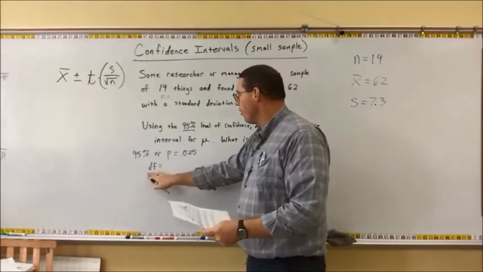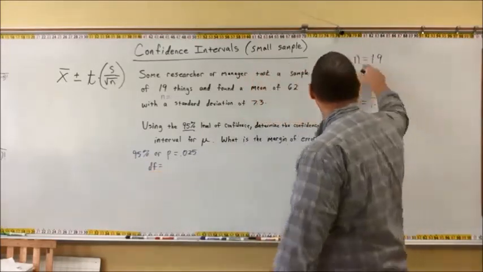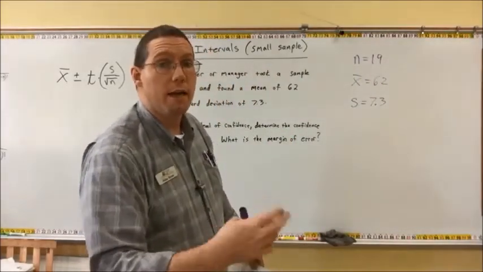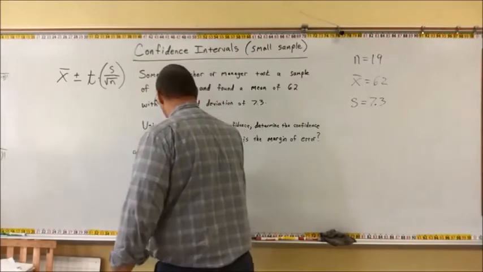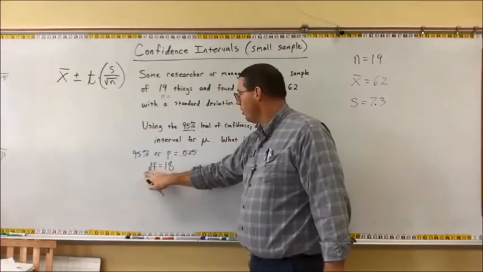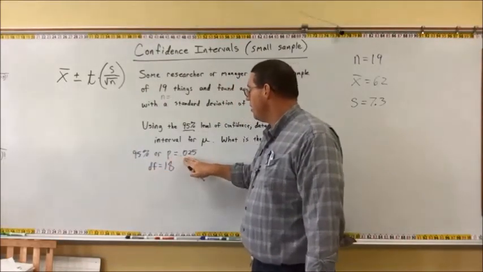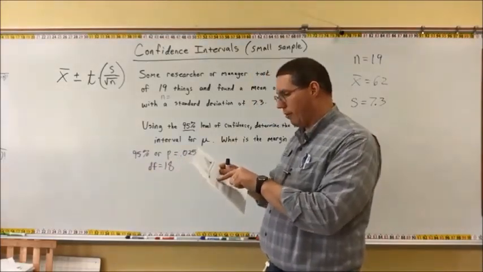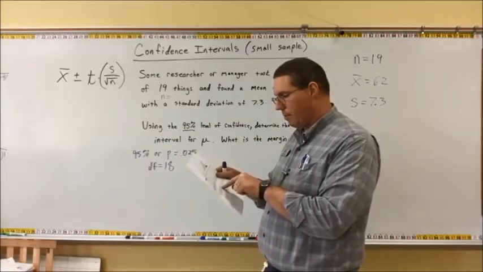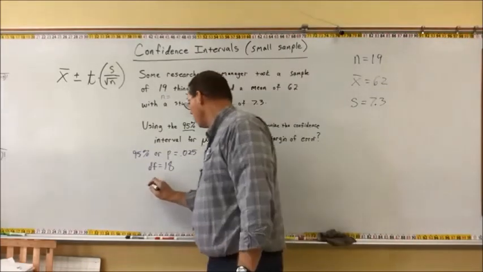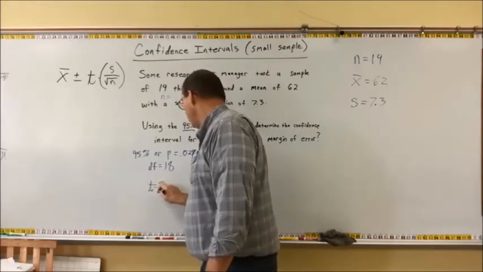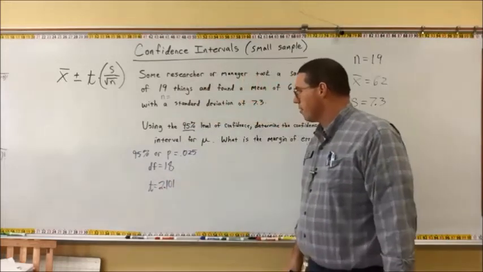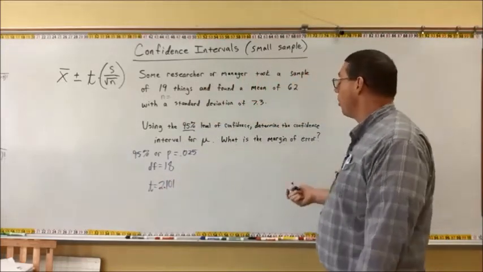Then we need degrees of freedom. Degrees of freedom is the sample size 19 minus 1. 19 minus 1 is 18. And so the degrees of freedom in this case are 18. So with the degrees of freedom and with the p-value, we can go into our t-table, go to 0.025 and go down to degrees of freedom 18, and I'm seeing 2.101. So our t-statistic is 2.101. That's our t-statistic.